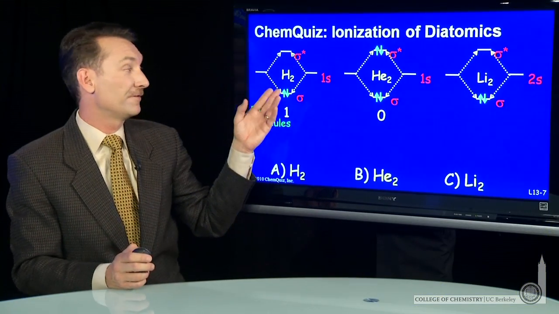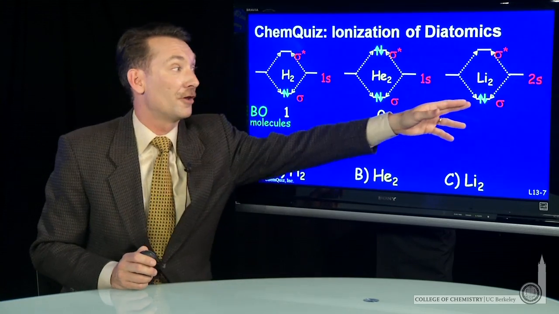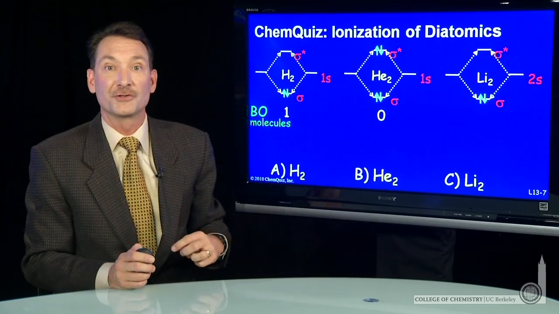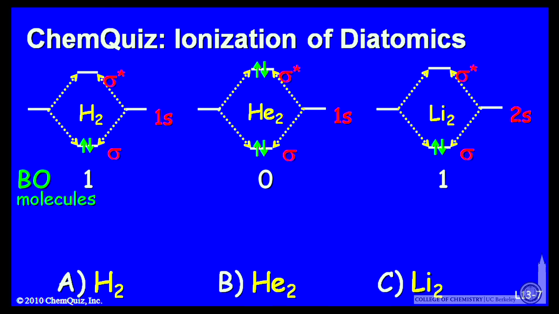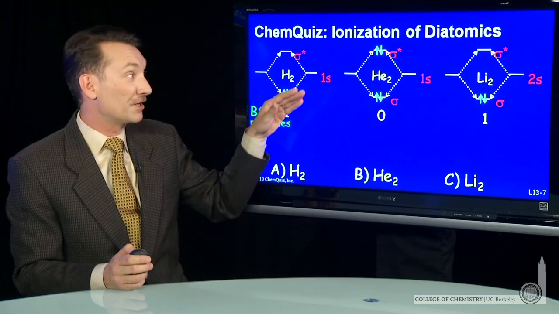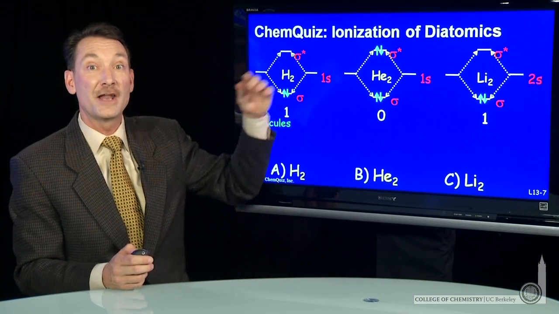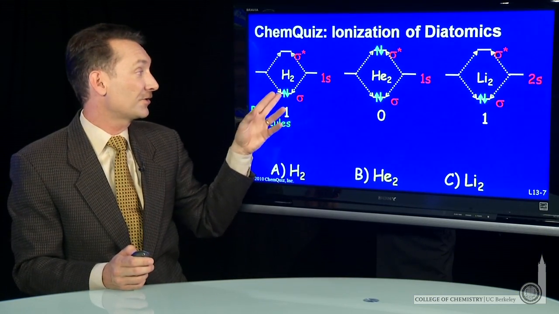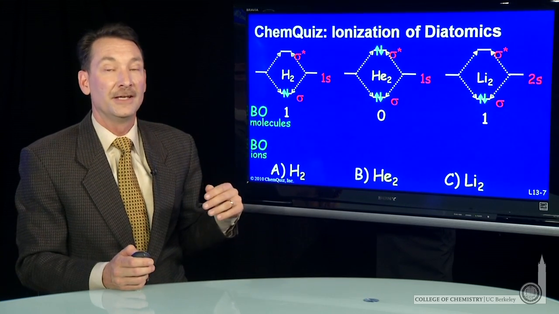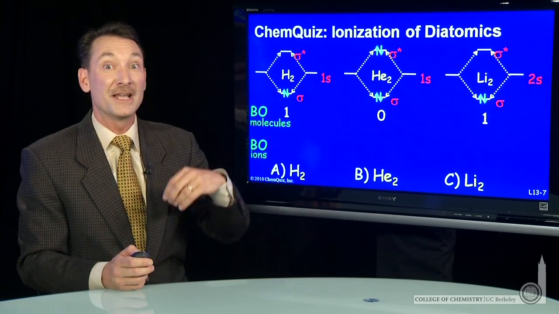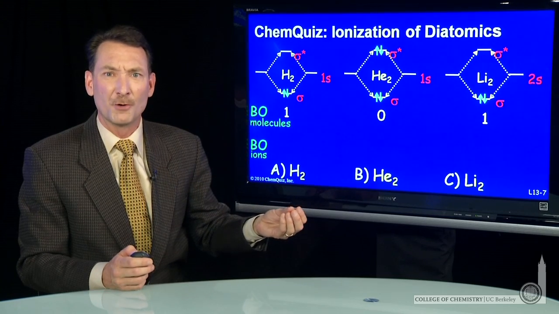Lithium has a similar configuration to hydrogen, although the bonding and antibonding orbitals are formed from the 2s orbitals. But again, a bond order of 1. If I ionize, that's removing an electron. Generally the highest energy electron is removed on ionization. The highest energy electron is a sigma bonding electron from H2. And you can already imagine, if I'm removing a bonding electron, that can't make the bond more stable.